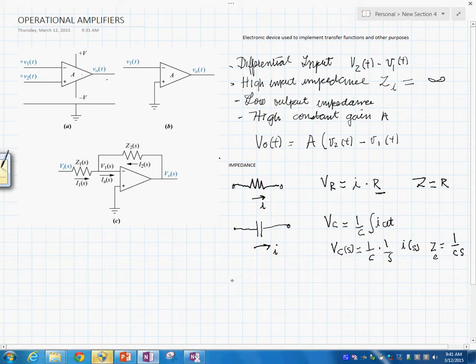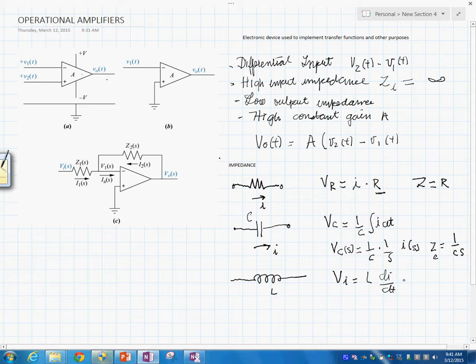And if you have an inductor here, you know that the voltage of the inductor is equal to L, if this is L, this is C here, times the di/dt, right?